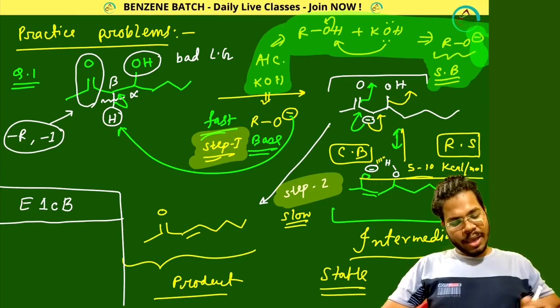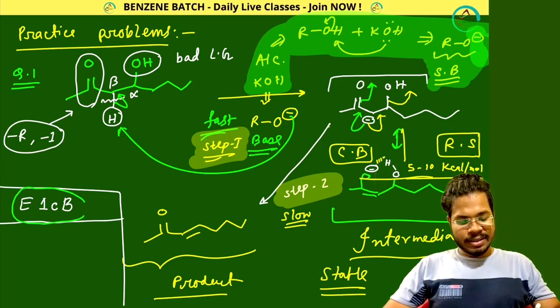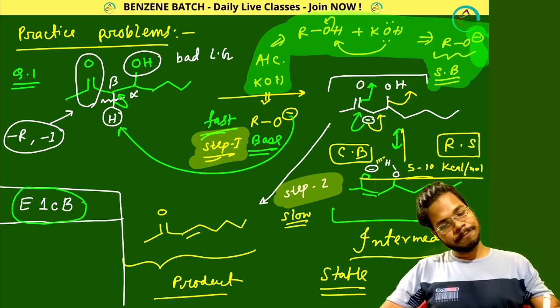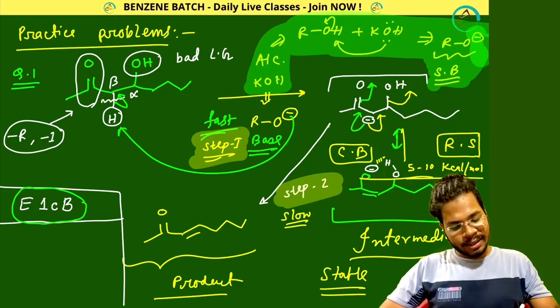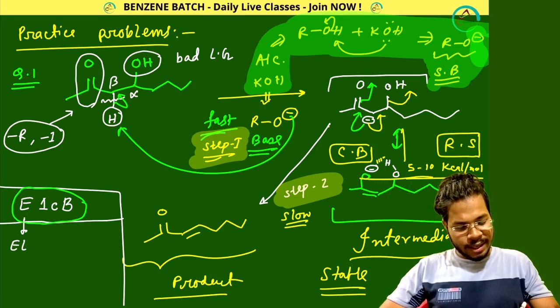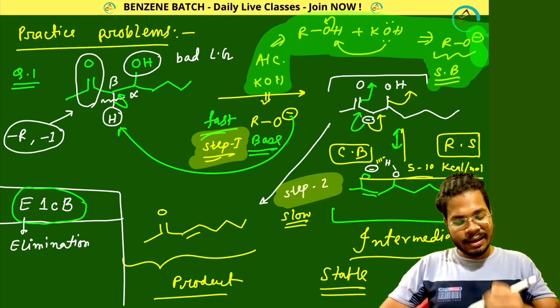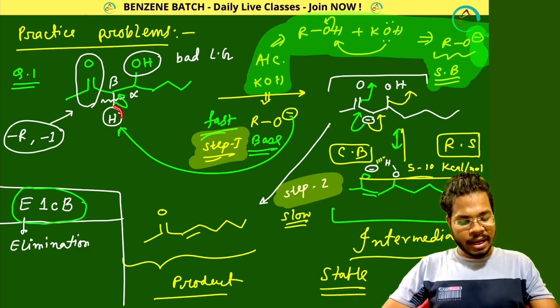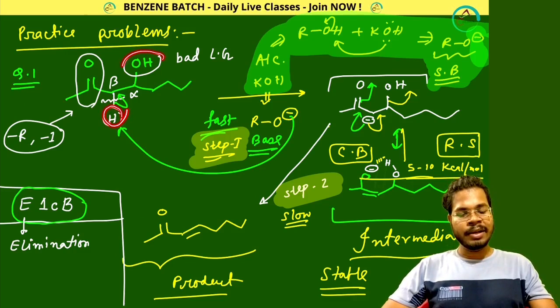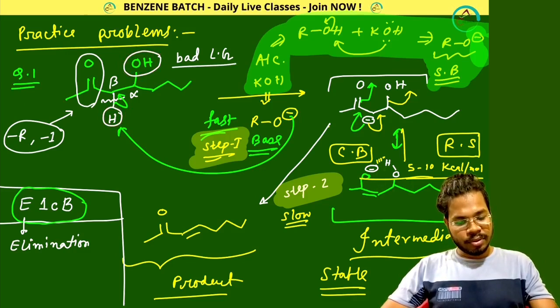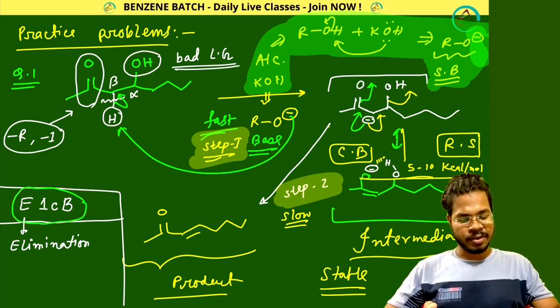Now my question is, why are you saying that this reaction is an E1cB reaction? E stands for what? E you already know, elimination. You are not adding anything in the reaction, you are just subtracting, just eliminating parts. From here you are eliminating hydrogen, from here you are eliminating this leaving group. You are just eliminating parts, that's why it's an elimination reaction. Perfect, got it.